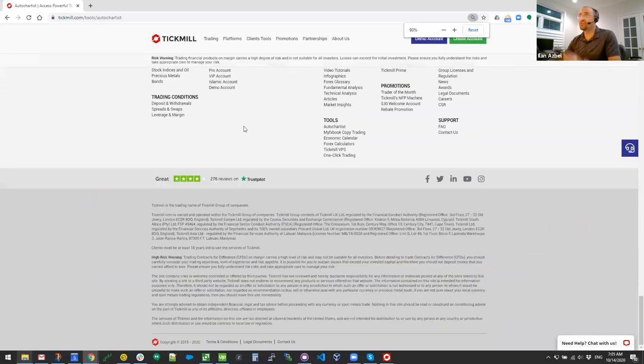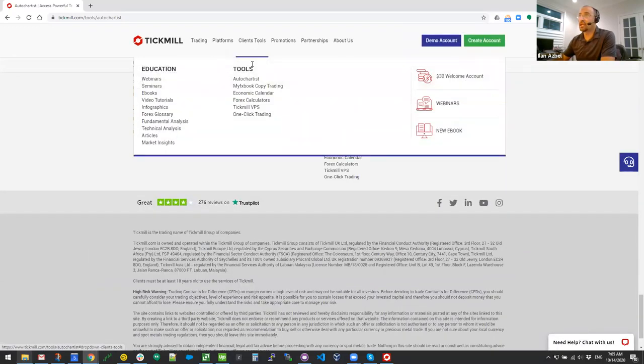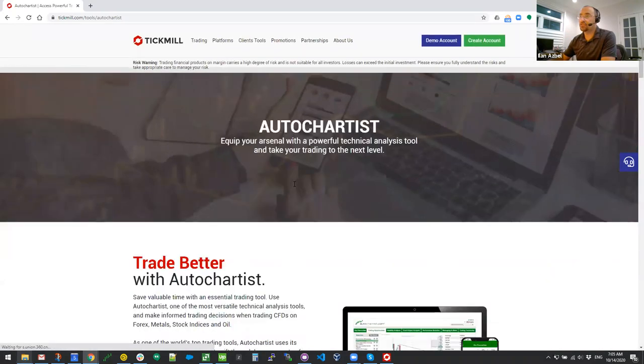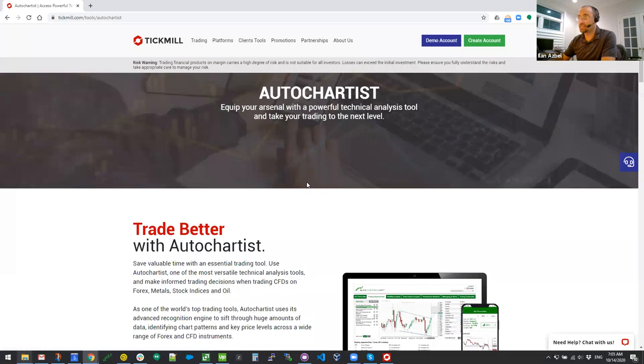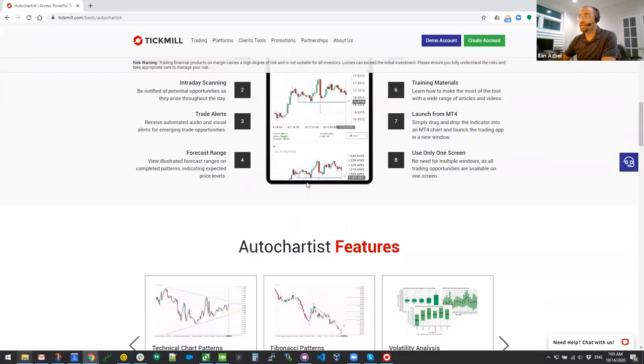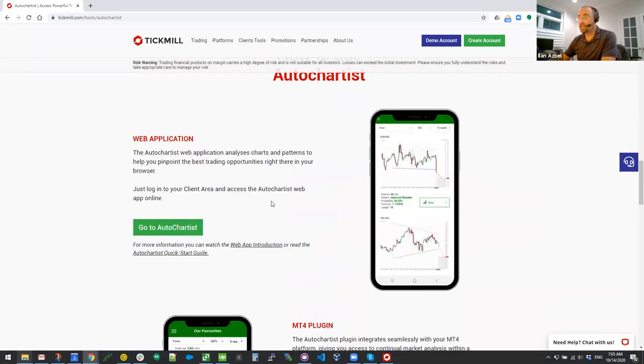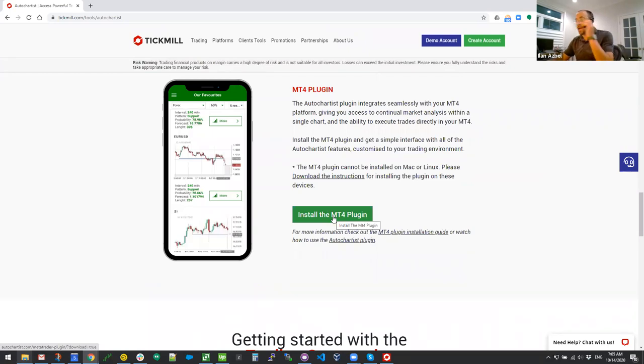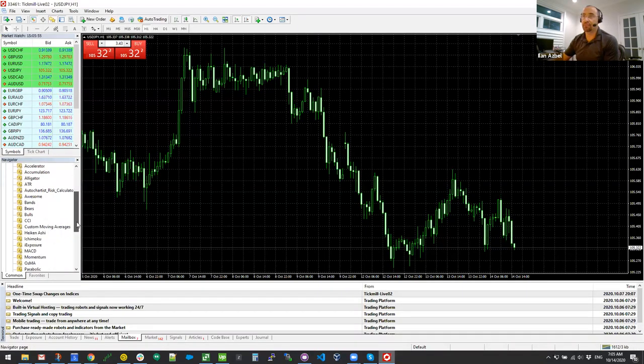Let's get going. For those of you who don't know how to get the Autochartist tool, you click on Client Tools, click on Autochartist, and that takes you to a page that looks like this. There'll be a download link. You can go to the web application directly, or you can install the MetaTrader plugin. This MetaTrader plugin is the one that I'm going to be talking about today. I'm not going to go through the installation process. You download it, click it, and click next a few times. And you will get two pieces of info in your MetaTrader: one called the Autochartist Risk Calculator, which we're not talking about today, that's the next session, and the expert advisor called Autochartist.